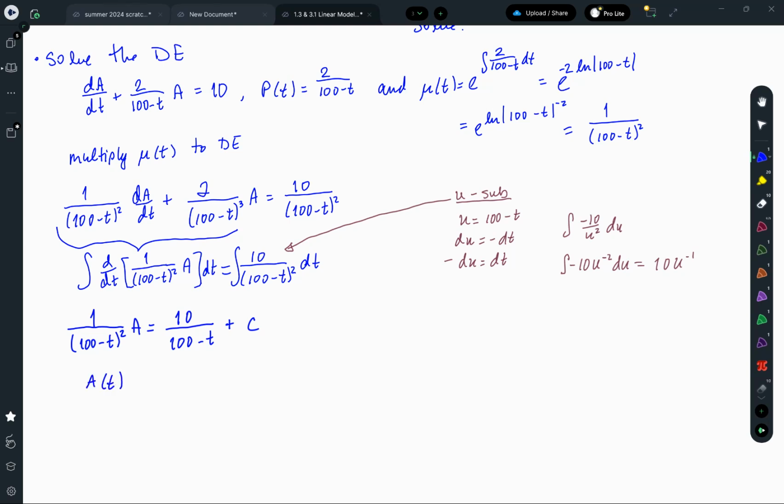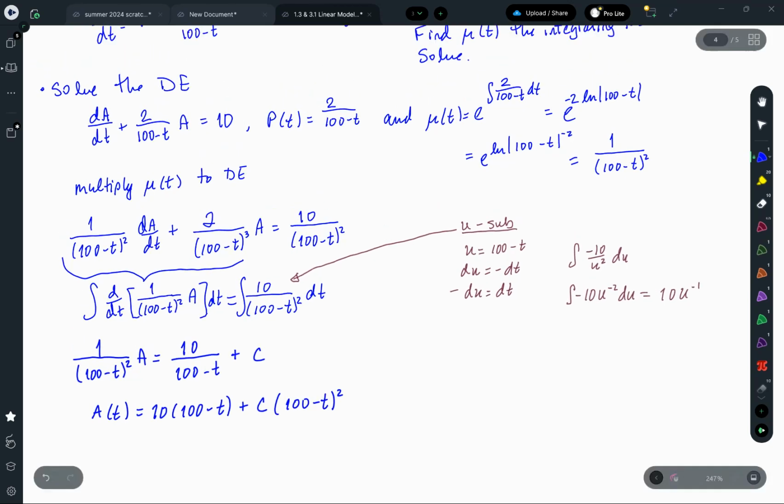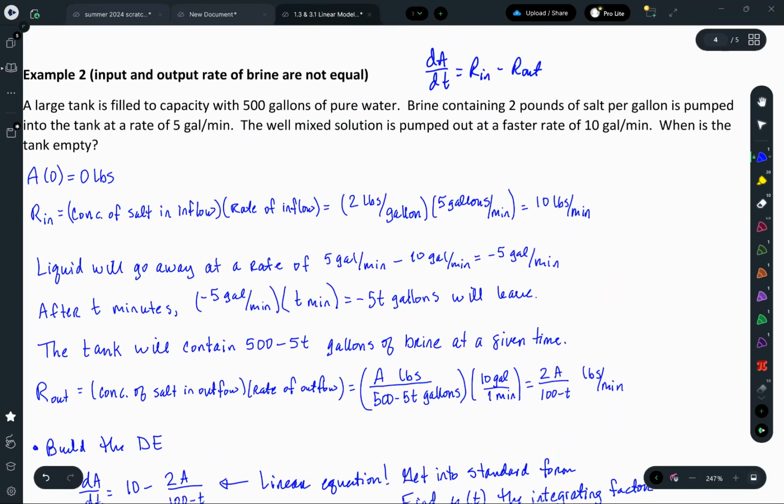Okay, now I can solve for a. A of t, when I multiply both sides by 100 minus t all squared, I get 10 times 100 minus t, because one of them divides out with a 1 in the denominator, plus c times 100 minus t all squared. Cool. All right, so the next thing to do is I need to know c. I don't know what c was, and I need to figure out what were they asking me for anyway. Going back up to the top, a of 0 was 0, so I can use that in order to find my c. And then the question is, when is the tank empty? So let's find c, and let's find when the tank is empty.